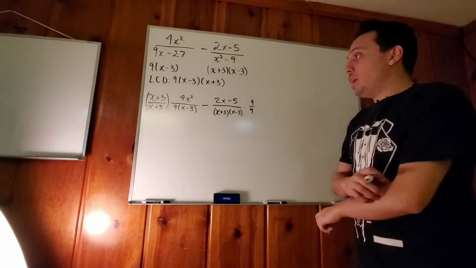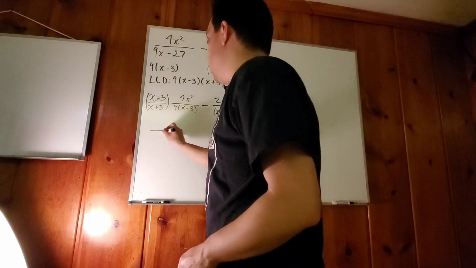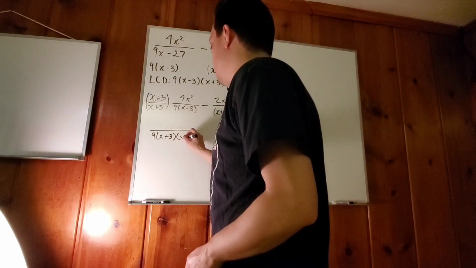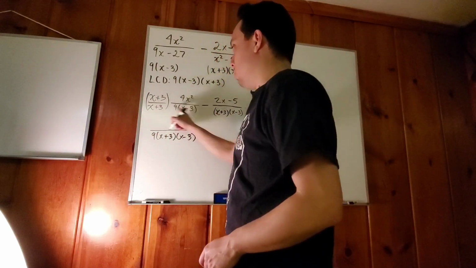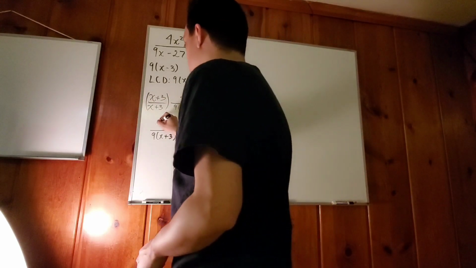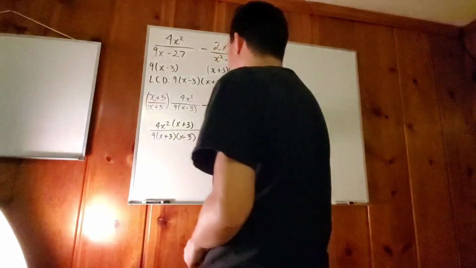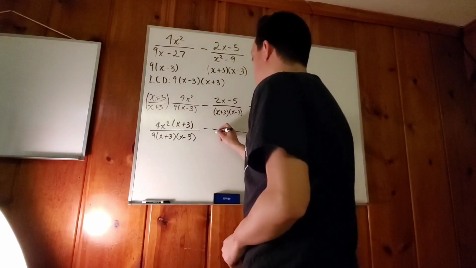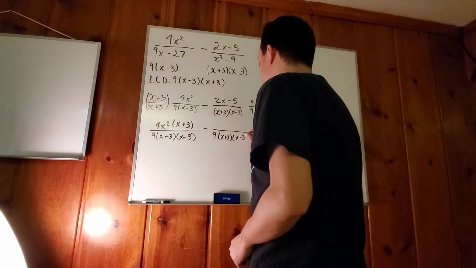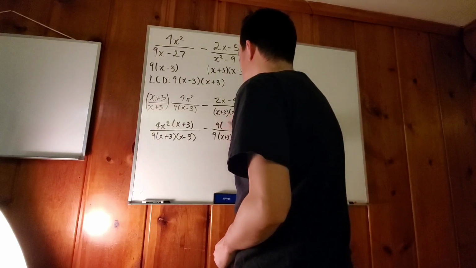And the next step will be to have a denominator here of 9, x plus 3, x minus 3, the denominator of this term right here, this rational term. And then we're going to multiply 4x squared times x plus 3. And then in here, we're going to have the same denominator, x plus 3, x minus 3. And then we're going to multiply 9 times 2x minus 5.